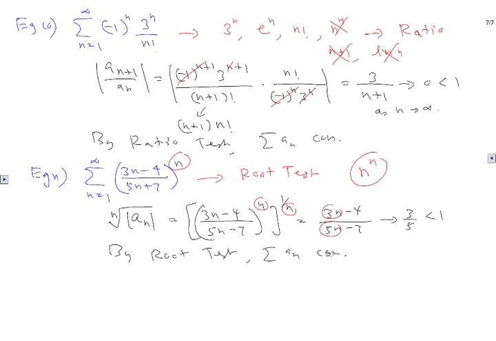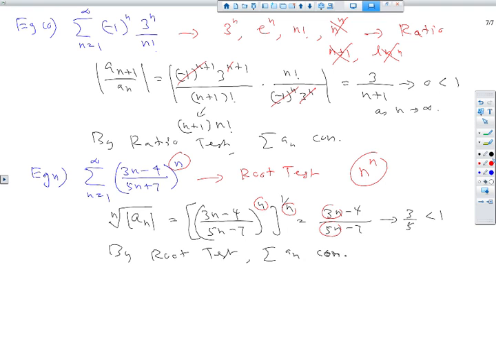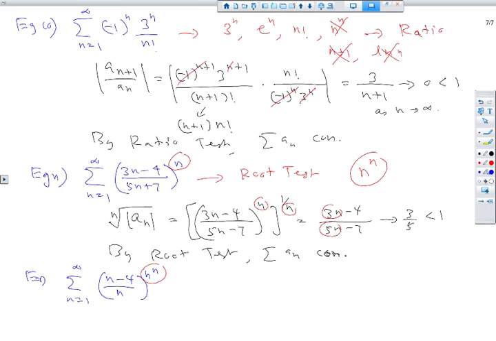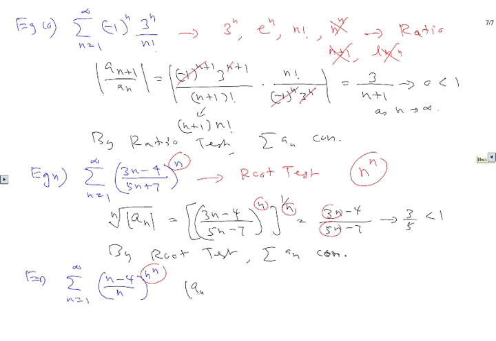Okay, it's over. I'm just going to do one bonus problem. How about this one? Sigma n going from 1 to infinity, ((n minus 4) over n) to the n. We definitely know that we have to use the root test for this problem because of the n power. So let's try that. With the root test, we take the absolute value, nth root.